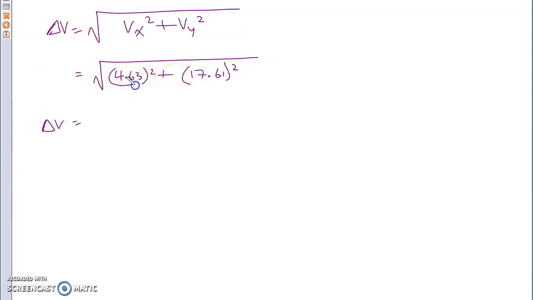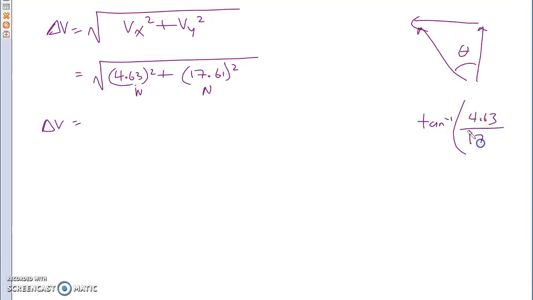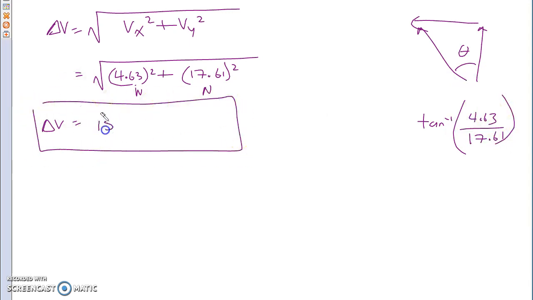By the way, this was going west and this was going north, correct? So north and west, and there is your theta. So tan inverse of 4.63 divided by 17.61. And what do you get here for your delta v? 18.1 meters per second.